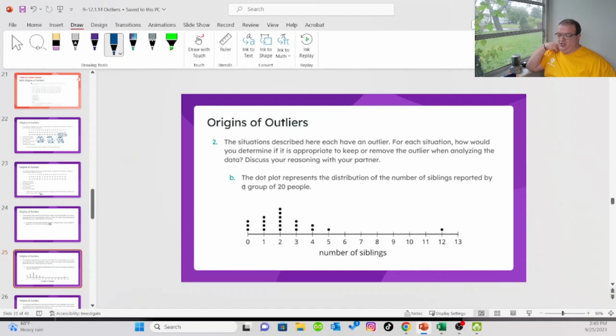For part B, the dot plot represents the distribution of the number of siblings reported by a group of 20 people. And we see we have an outlier down here at 12. It is possible for somebody to have 12 siblings. It doesn't happen that often, but it is possible. We have no indication that there was an error in the collection. So in this case, we would leave that outlier. We just might report the data with and without the outlier included so that we can demonstrate how big a change it does make.